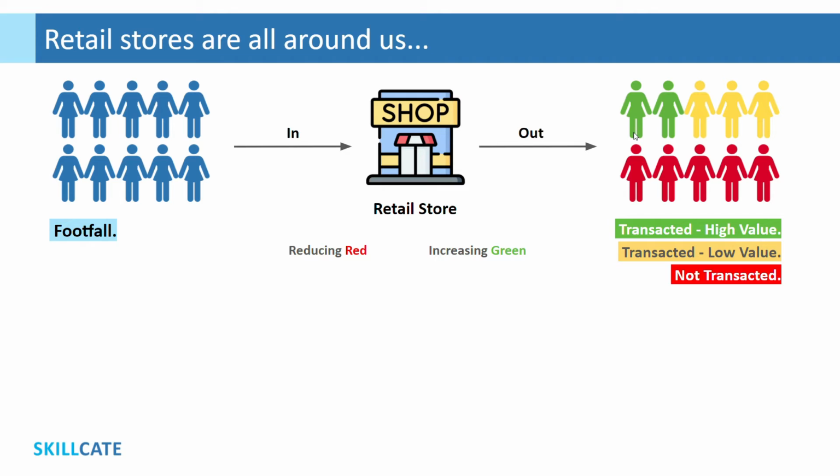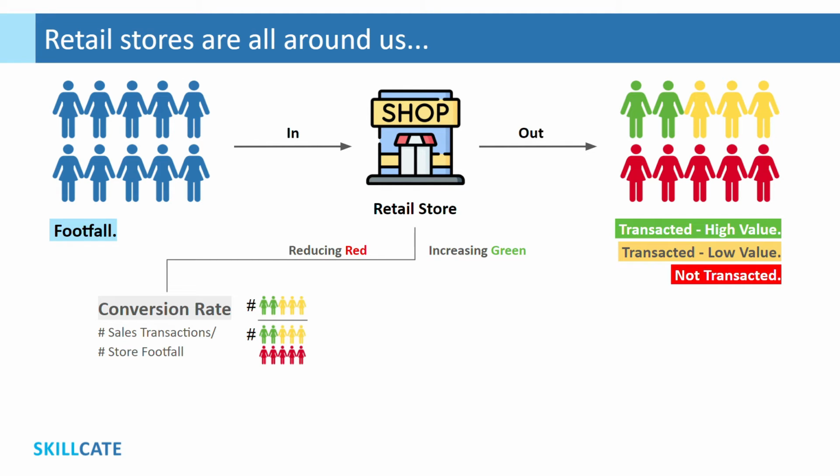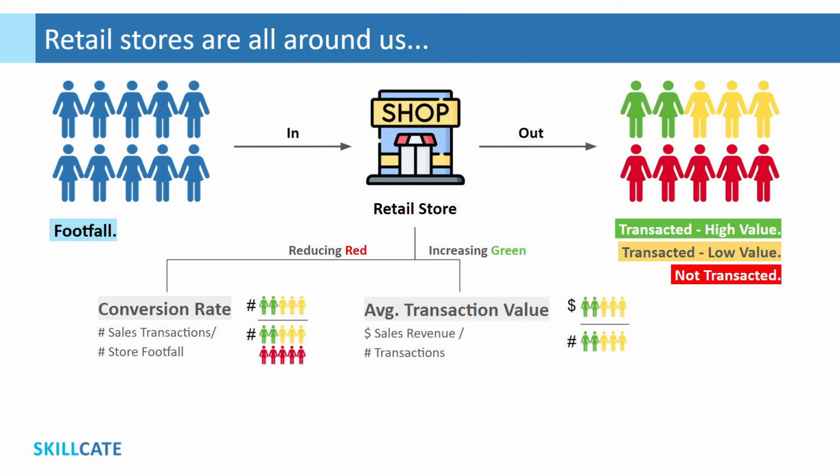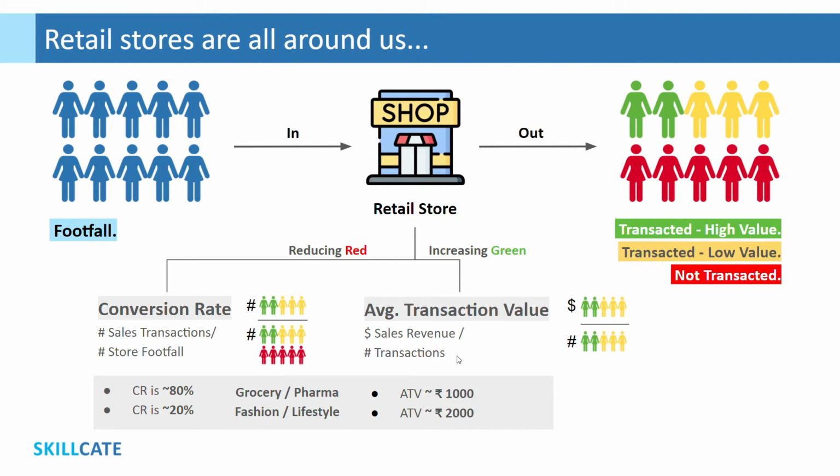In retail business, these desired outcomes of reducing the red and increasing the green are proper terminologies. Reducing the red translates to increasing conversion rate, which is the total number of transactions divided by total footfall. Increasing the green translates to increasing average transaction value, or ATV, which is total sales revenue divided by total number of transactions. So intuitively, more green here leads to higher ATV.